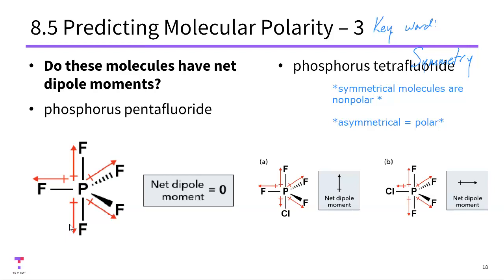So in the case of PF5, from an axial standpoint, I've got the same atom. I've got fluorine on top and fluorine on the bottom. So that's symmetrical. In the equatorial, I've got fluorine in all three positions. So that's symmetrical. Symmetry in the axis, symmetry in the plane. This is a symmetrical molecule. If it's symmetrical, it's nonpolar. And so what we see here is a net dipole moment of 0.